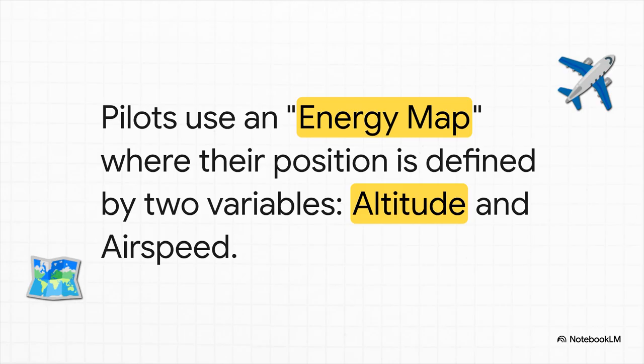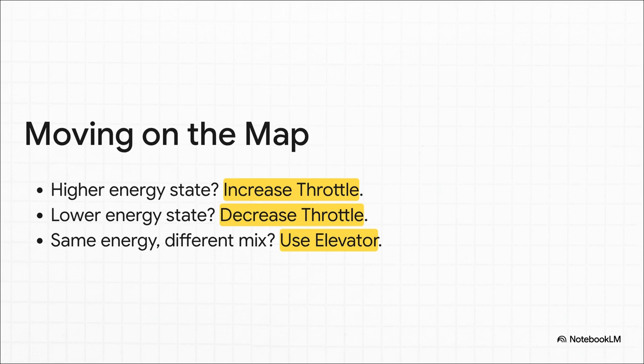Every single point on this map is a specific combo of height and speed. And the rules for moving around on this map are actually really simple. If you want to get to a state with more total energy, say climbing while holding your speed steady, you have to add more energy to the system. The only way to do that is with the throttle. But if you just want to trade speed for height, staying on the same total energy line, well, that's just a simple exchange. That's a job for the elevator. This map makes it perfectly clear what each control is really for.